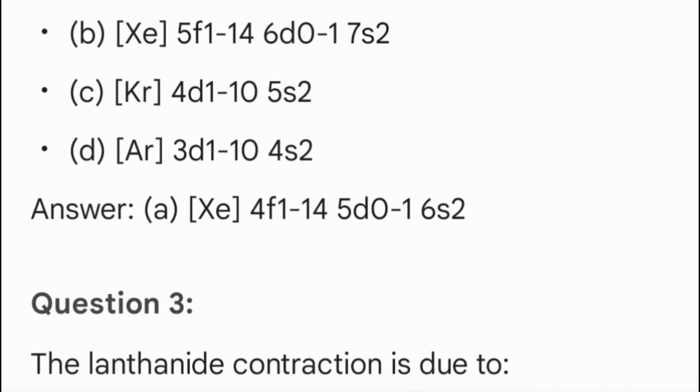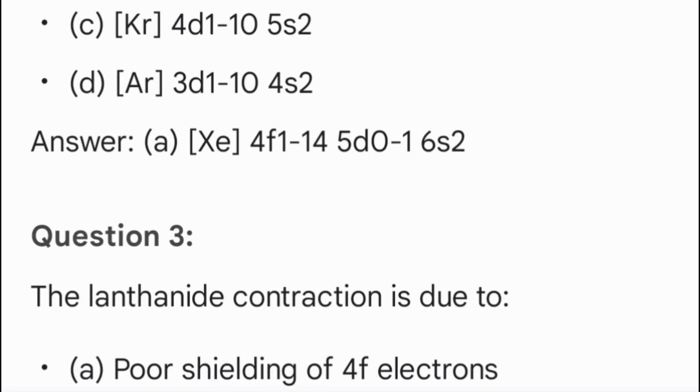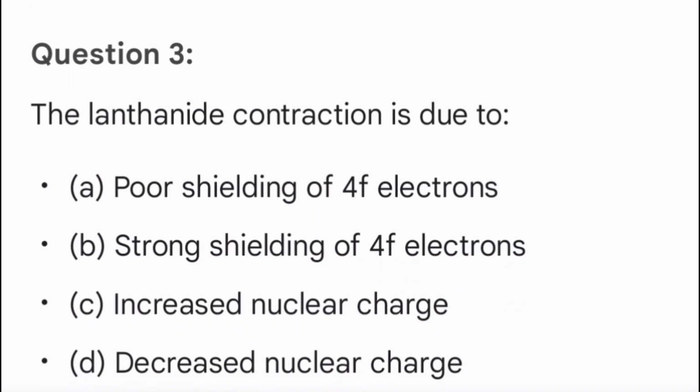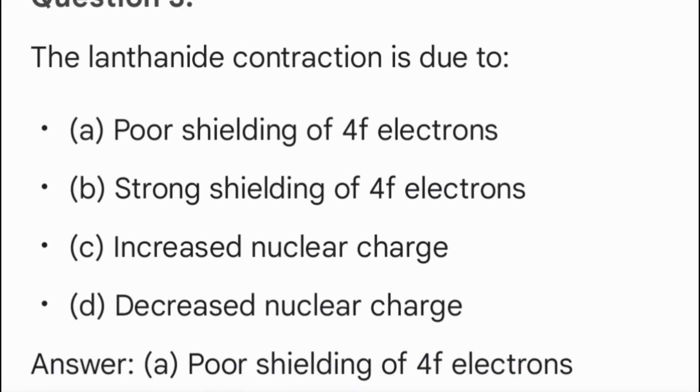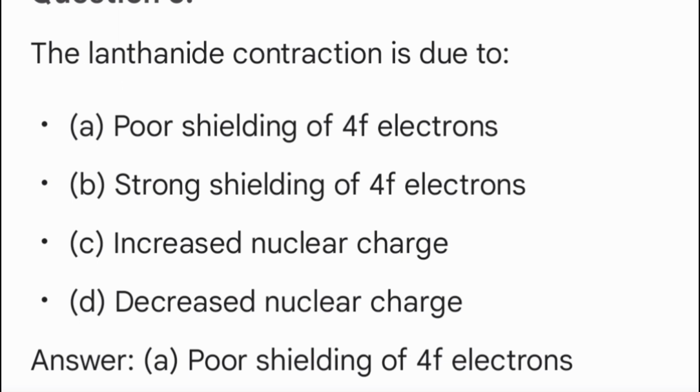Question 3. The lanthanide contraction is due to A. Poor shielding of 4f electrons. B. Strong shielding of 4f electrons. C. Increased nuclear charge. D. Decreased nuclear charge. Answer. A. Poor shielding of 4f electrons.